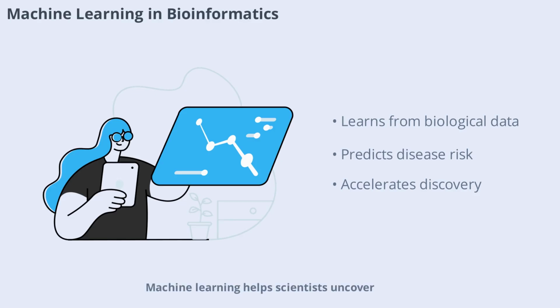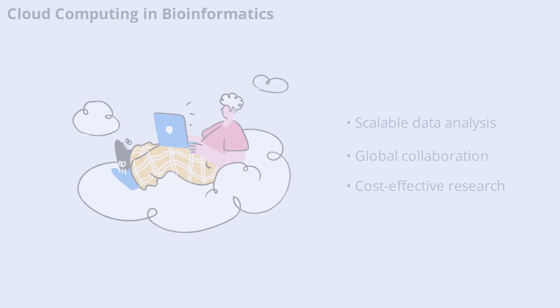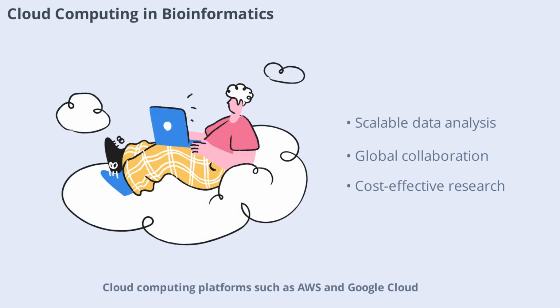Machine learning helps scientists uncover hidden patterns and accelerate research. Cloud computing platforms such as AWS and Google Cloud provide scalable resources for bioinformatics analysis. Researchers can process massive datasets, collaborate globally, and access powerful tools without expensive hardware. Cloud computing is making bioinformatics more accessible and efficient than ever before.